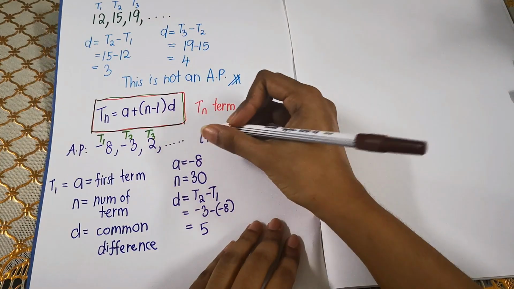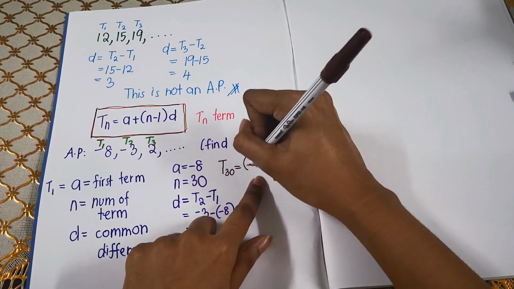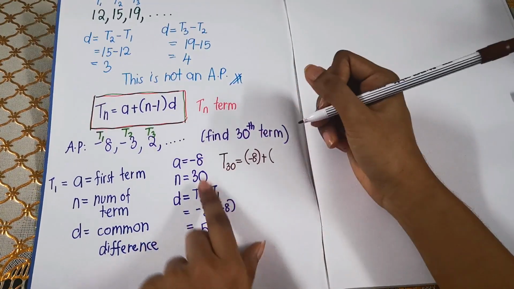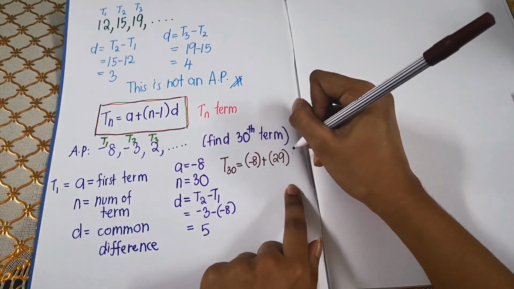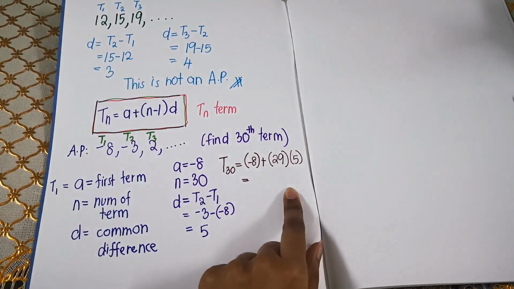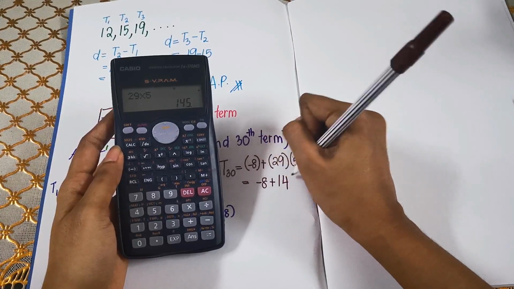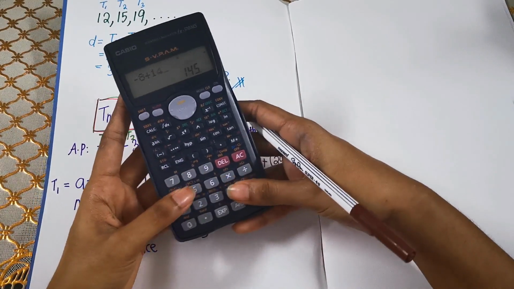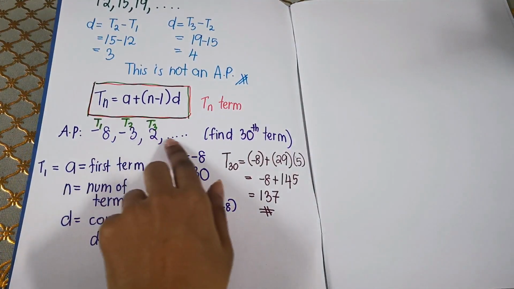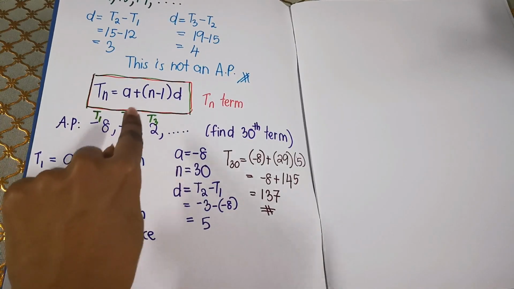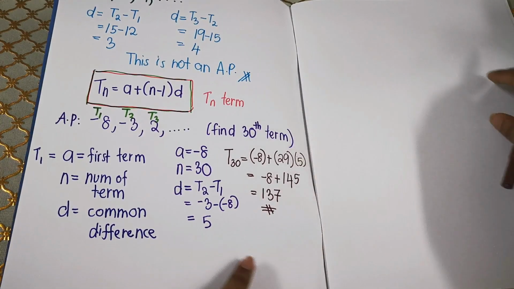The formula states that T30 equals A, which is -8, plus N minus 1, where N is 30, so 30 minus 1 is 29, times D, which is 5. You can key the whole thing into your calculator, or key in one by one. -8 plus 29 times 5, you get 137. That means the 30th term in this progression, up to T30, is 137.